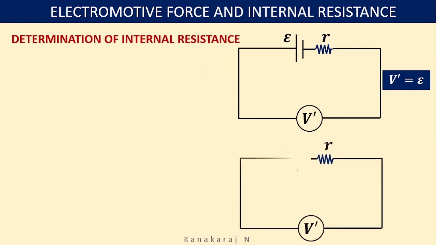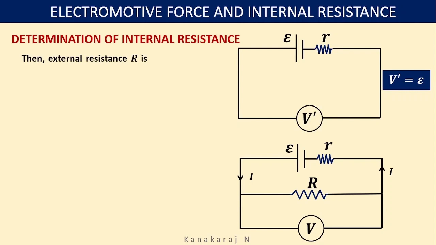Let us redraw this diagram once again. Now, let us include the high resistance between the two terminals of the cell. R is the external resistance. Now, there is a current set up in the circuit. I is the current set up in the circuit.